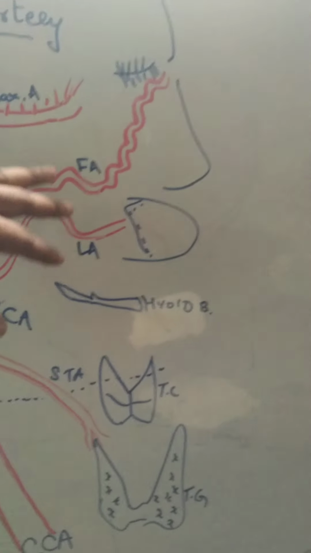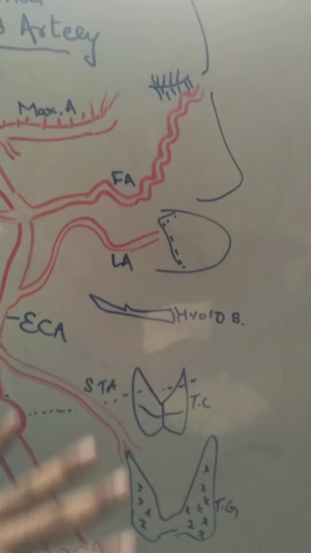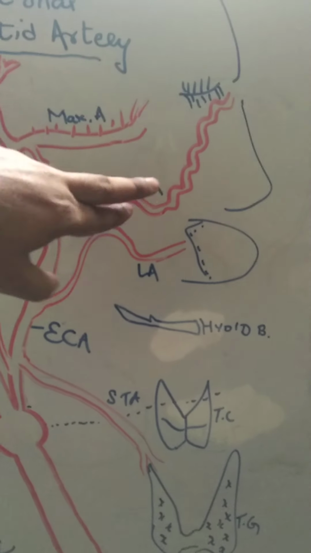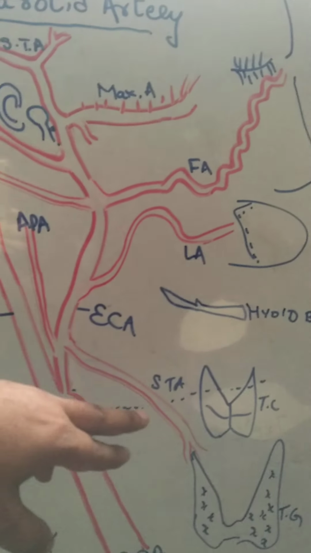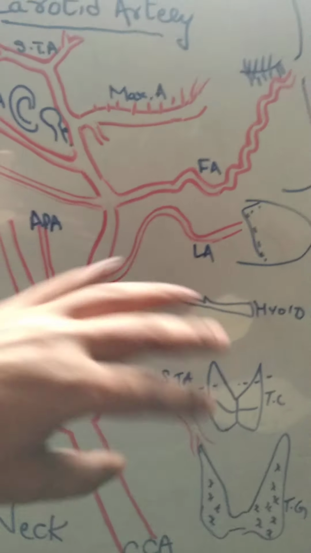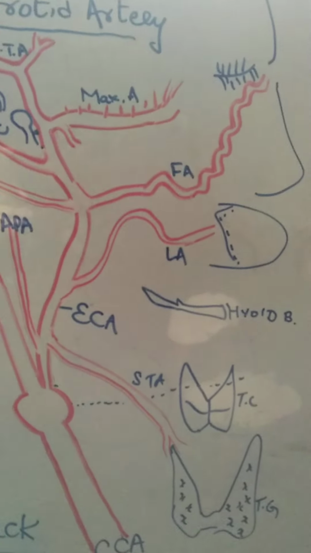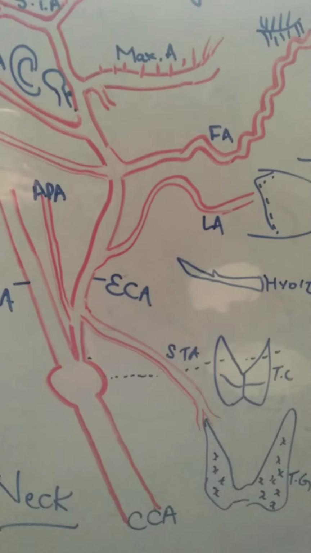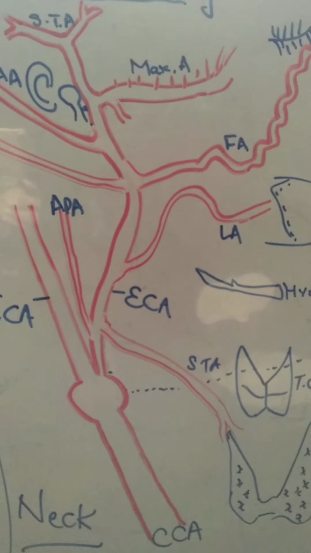Remaining all the veins over here, that is facial artery, facial vein will be there, lingual artery, lingual vein will be there, superior thyroid artery, superior thyroid vein will be there, ascending pharyngeal vein. All the other tributaries of these veins which are accompanying the corresponding artery will end up in internal jugular vein.